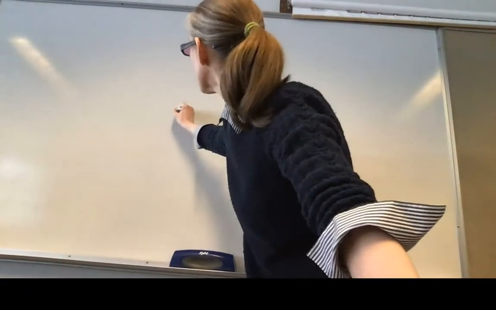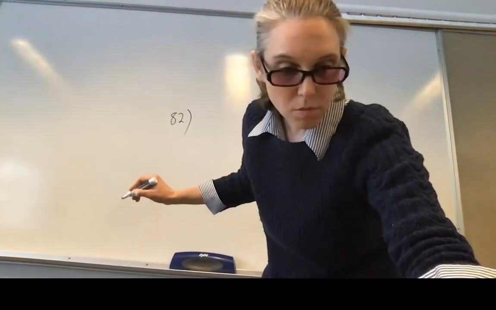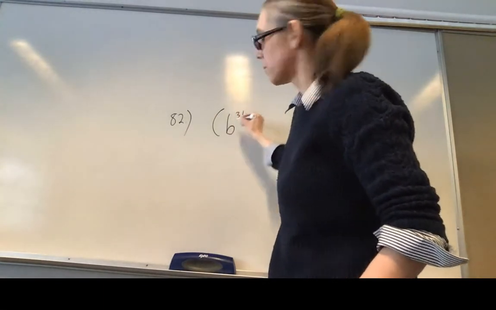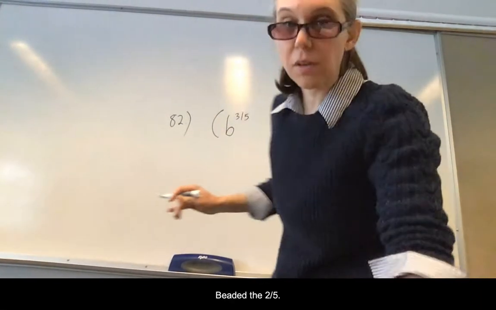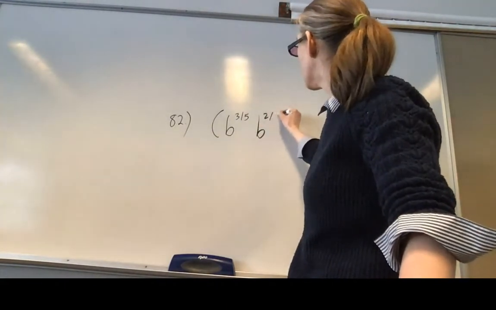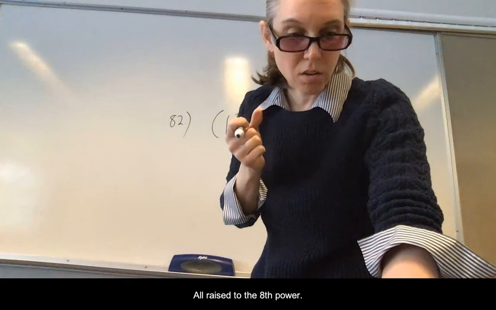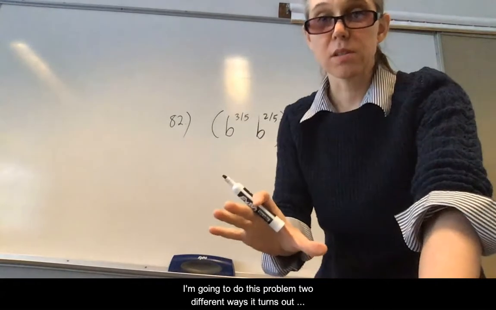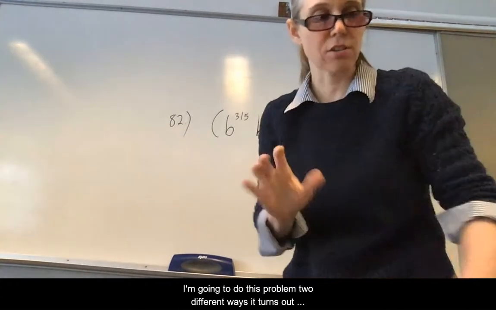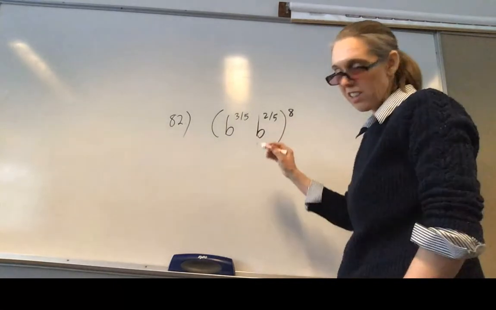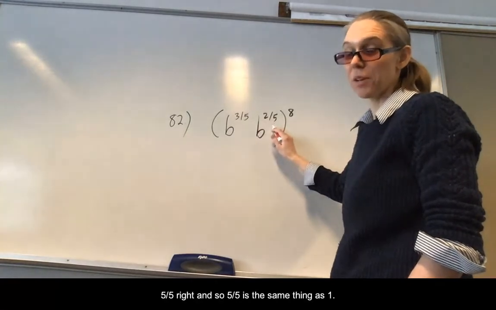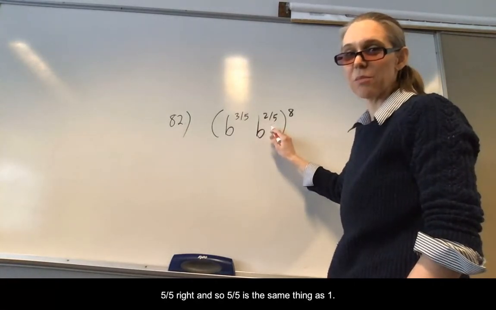Okay, number 82. B to the 3/5 times B to the 2/5, all raised to the 8th power. I'm going to do this problem 2 different ways. It turns out that this one is kind of easy because 3/5 plus 2/5 is 5/5, right? And so 5/5 is the same thing as 1.